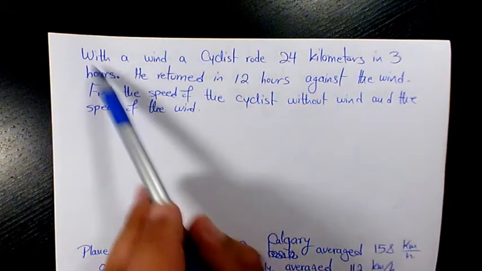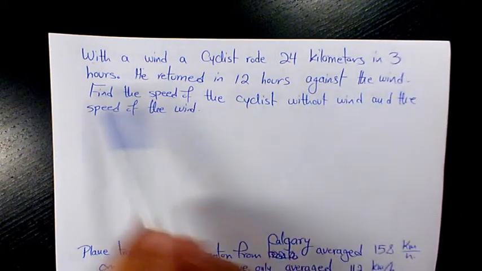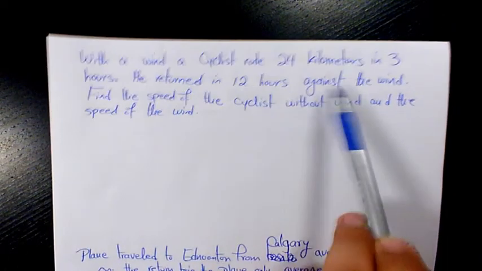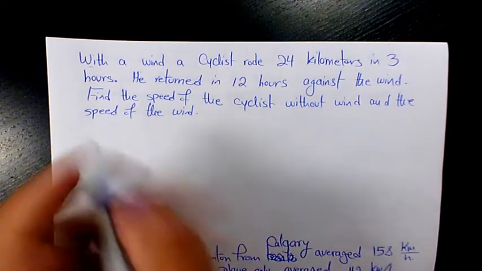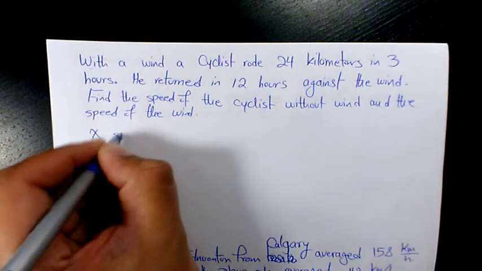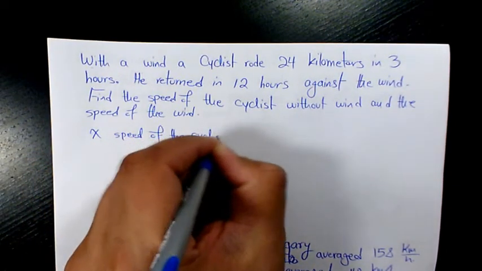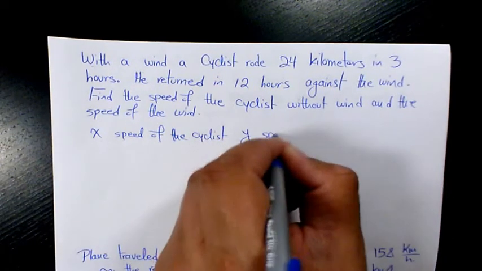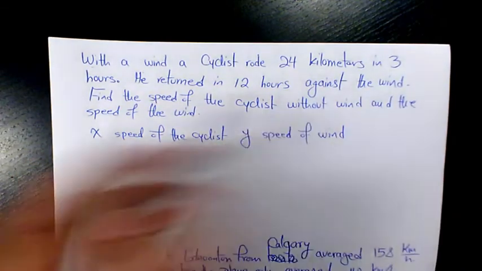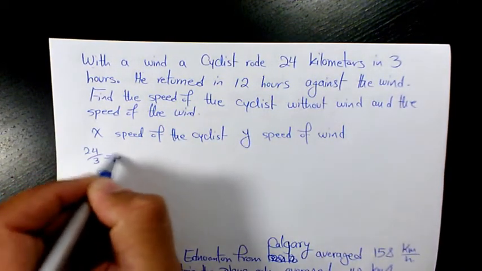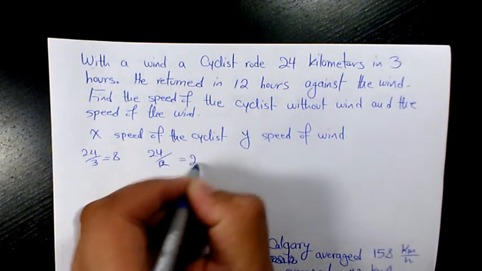Next example. With the wind, a cyclist rode 24 kilometers in 3 hours. He returned in 12 hours against the wind. Find the speed of the cyclist without wind and the speed of the wind. So x will be the speed of the cyclist, y the speed of the wind. The first one is going to be 24 divided by 3 is 8. The second part, the return trip, 24 divided by 12 is going to be 2.